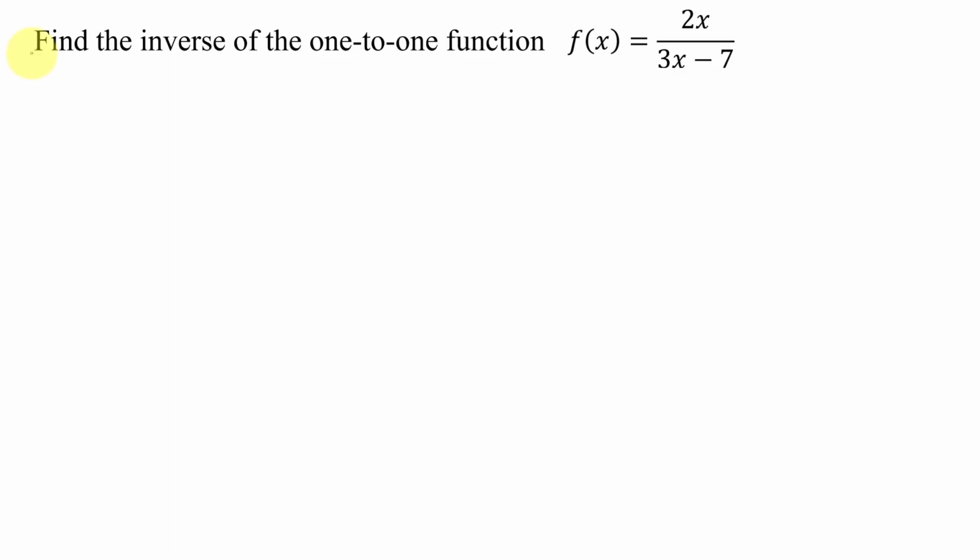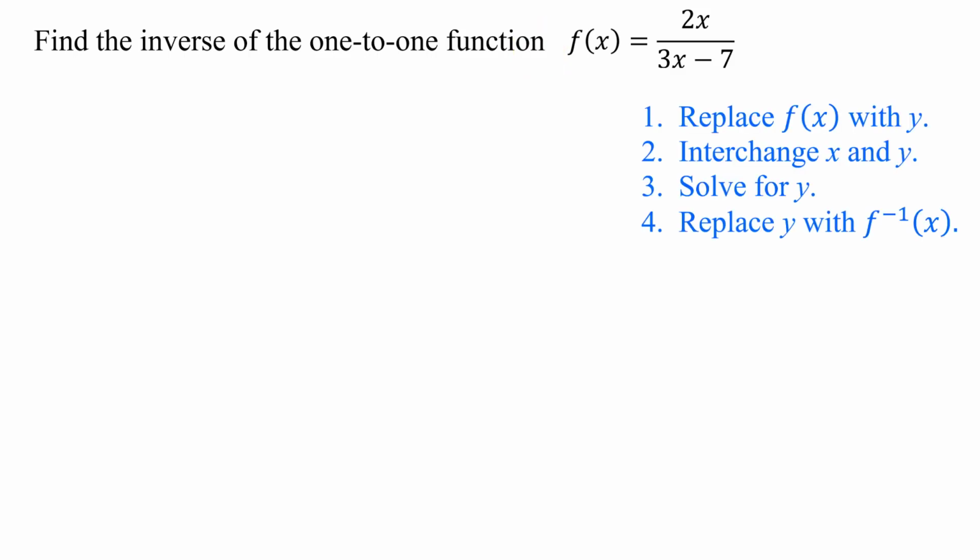In this example, I need to find the inverse of the one-to-one function f of x equals 2x divided by the quantity 3x minus 7. As it states this function is a one-to-one function, this means that its inverse will also be a function. So quickly reviewing, here are the steps to find the inverse of a one-to-one function.